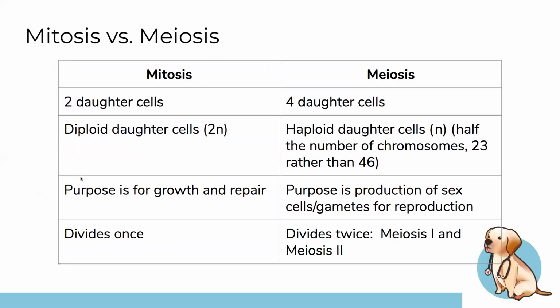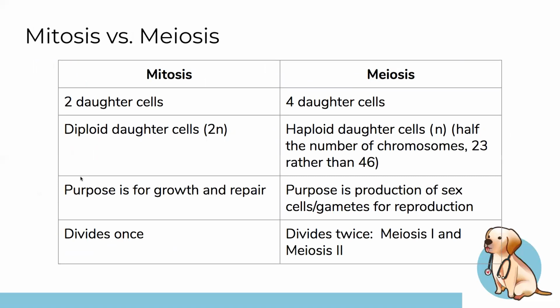Mitosis versus meiosis. We are going into meiosis soon, right after the slide. The main differences are 2 daughter cells versus 4 daughter cells. The entire purpose of meiosis is, sorry, I've had a mental blank, it's to create gametes.